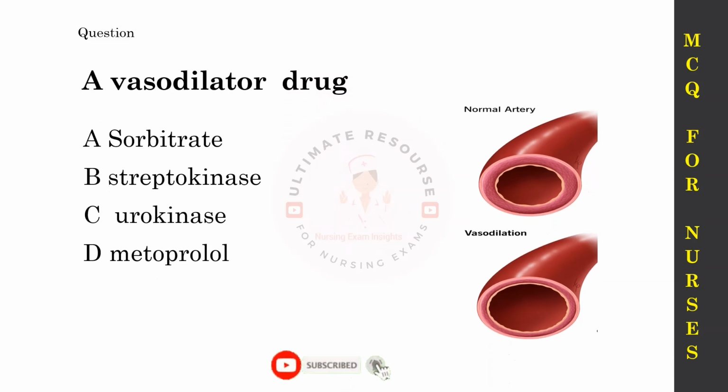A vasodilator drug. Options are A. Sorbitrate, B. Streptokinase, C. Urokinase, D. Metoprolol. Answer is A. Sorbitrate.